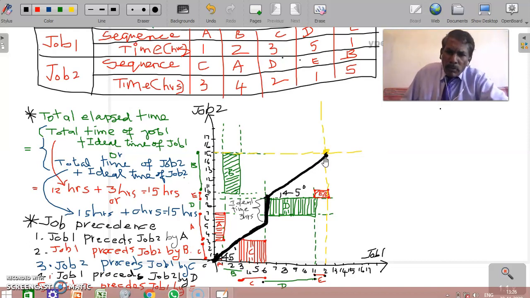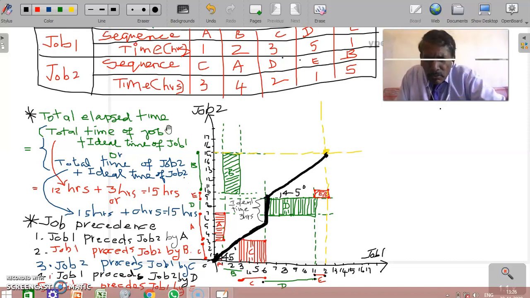Now how to find out the total elapsed time? Look at this. To do job 1, machine A starts here, then it goes like this, and it stops here. Then after that there is no work for job 1, only job 2 is done up to this. That is 3 hours. For 3 hours, job 1 is idle. That's what you have to understand.